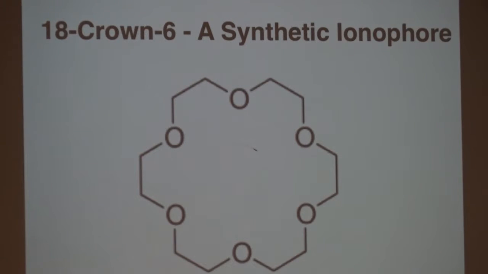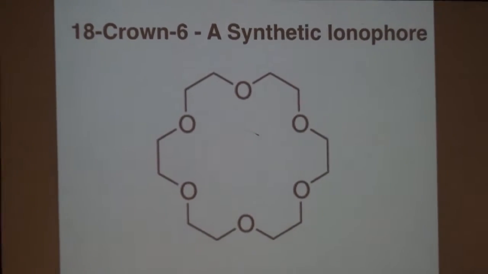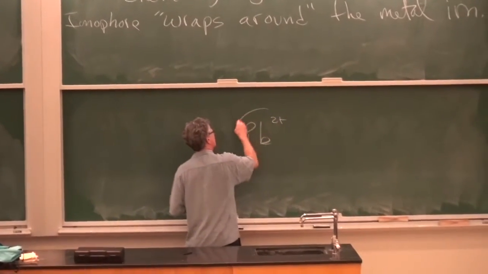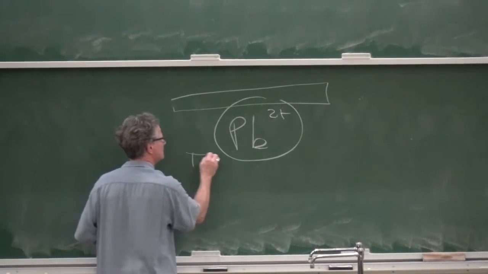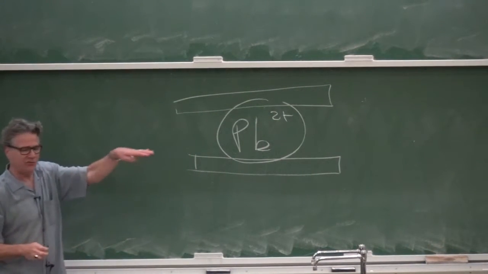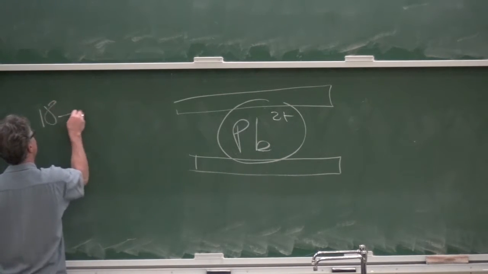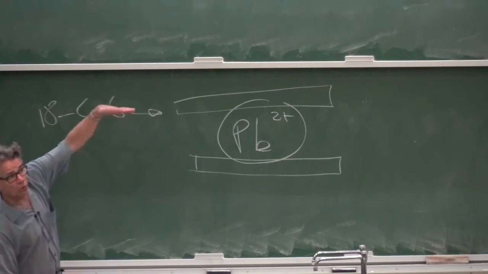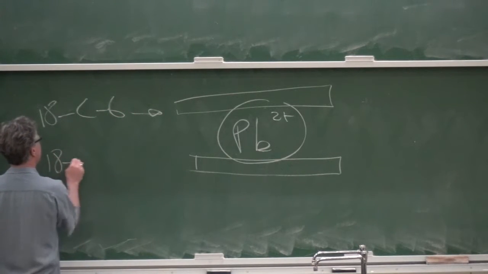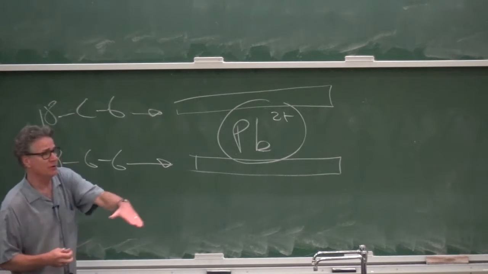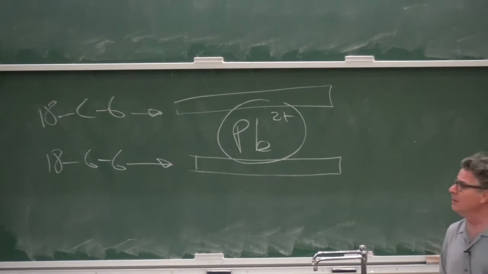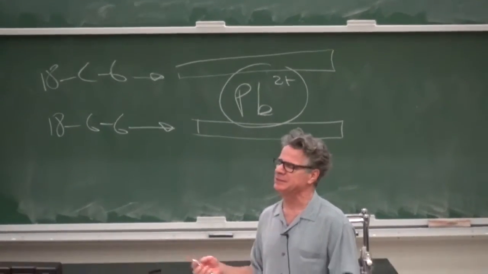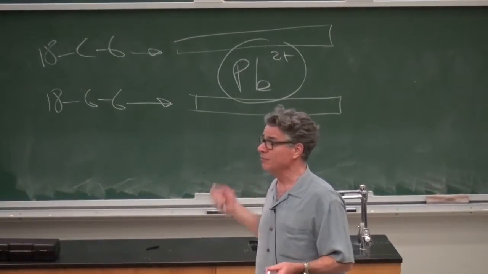And with lead, it does something a little weird. Here's the lead ion. And it forms a sandwich. So I'm showing the 18-crown-6 as edge on. So there's an 18-crown-6, it's coming out of the board at you. And there's another 18-crown-6, and it's coming out of the board at you. And that complex is really strong. And so of all the ions this thing binds to, its selectivity has been studied ad infinitum. It binds very strongly to lead.